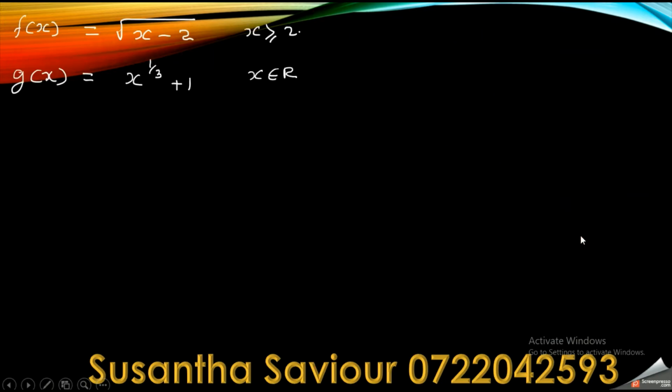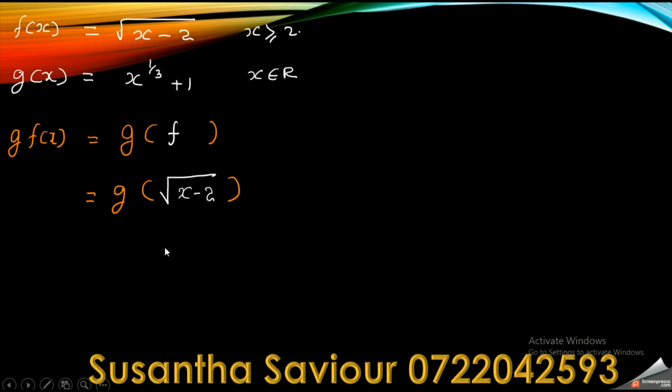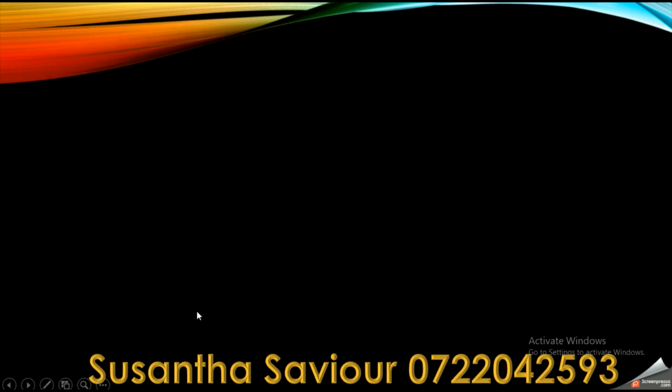And then next part, g(f(x)), inside the function g you apply f, right. Then g(f) is what? f is root of x minus 2, and then in the function g, x is replaced by root of x minus 2. This is the final answer.